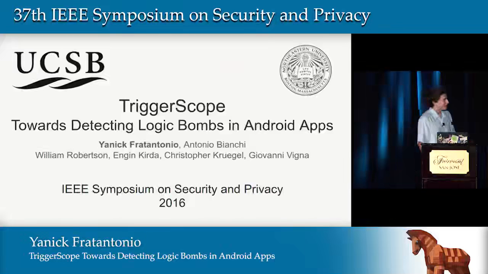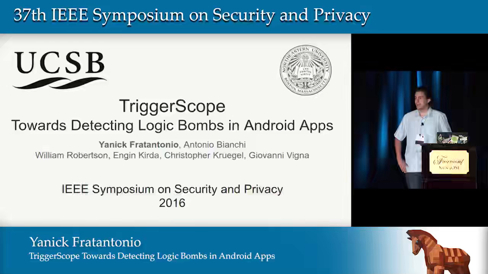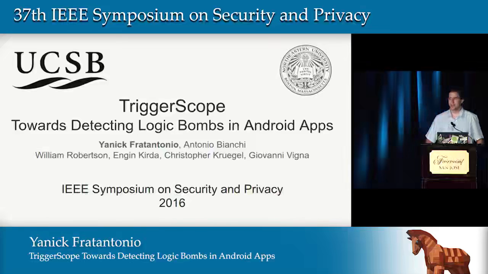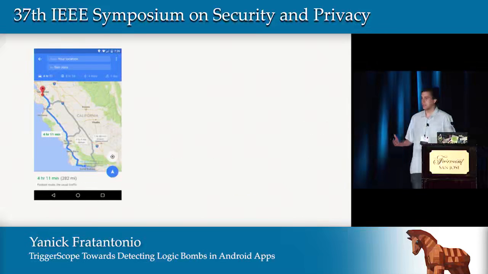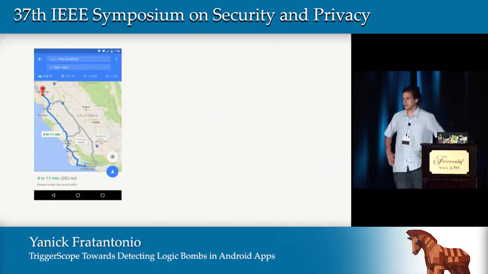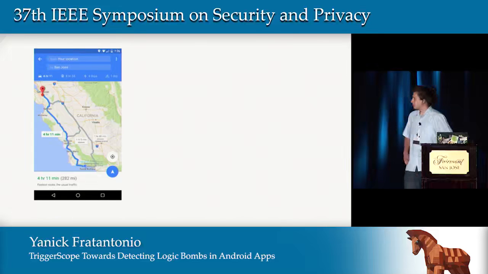So as the title suggests, it's going to be a talk about detecting logic bombs in Android apps. Before starting with the actual work we did, I want to start with an example. Let's consider a normal application like Google Maps. The user can select where he wants to go, and he gets the directions. And the user is super happy.